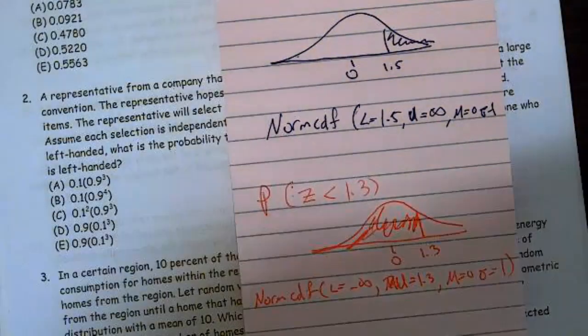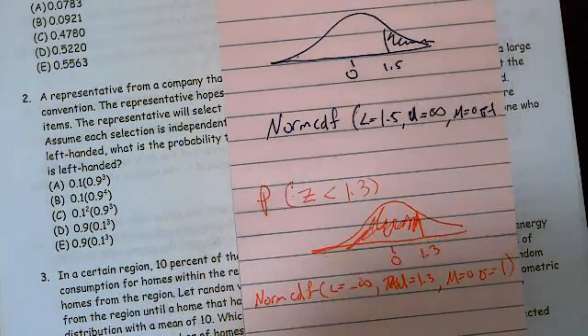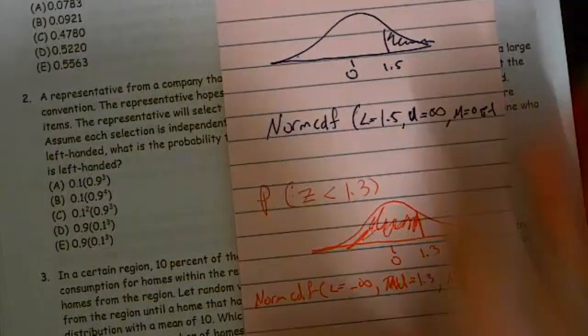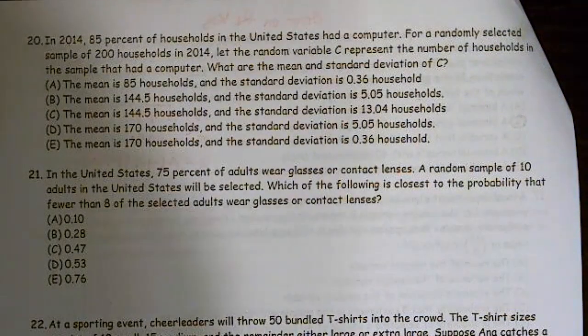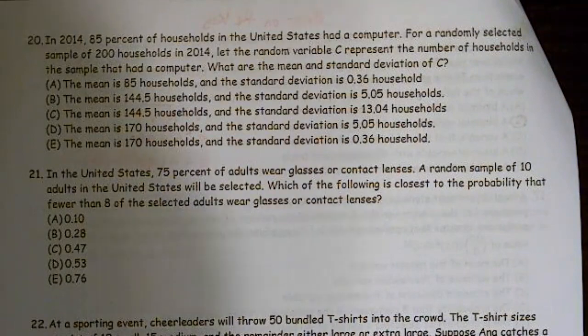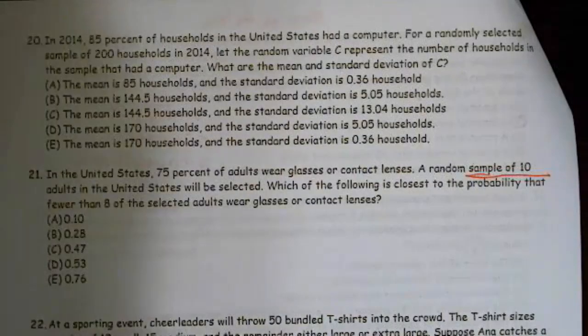All right, I'm going to try to go in an order that I think makes sense. And what I mean by that is I'm going to try to go in numerical order, although I may mess up. So we're going to start off with problem 21 because I think this is an important problem for tomorrow. So looking at problem 21. It says in the United States, 75% of adults wear glasses or contact lenses. A random sample of 10 adults in the United States will be selected. Hey, this is interesting. They tell me I have a sample of 10. I need to pay attention to that.